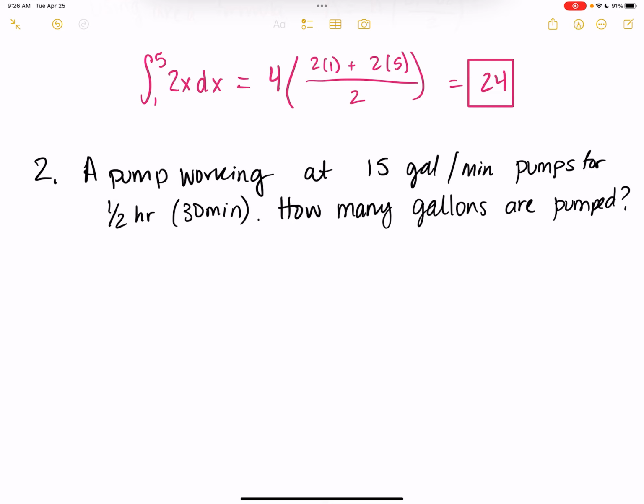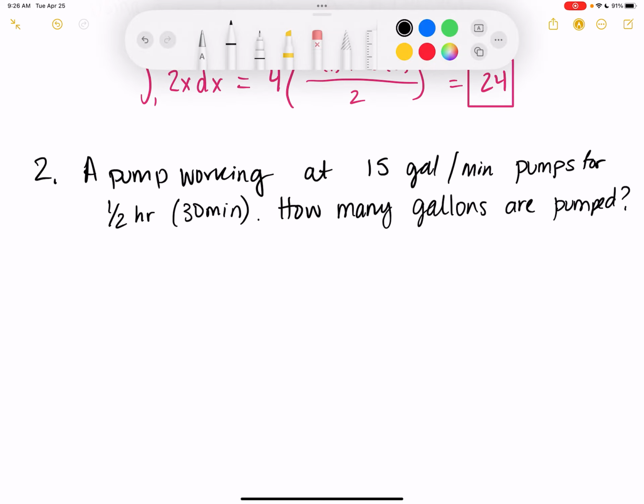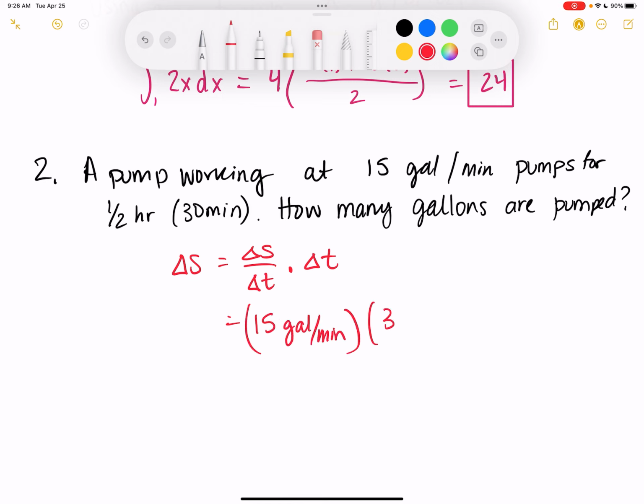All right, so I'm going to set it up the more calculus way: delta S is equal to delta S over delta T times delta T, which is 15 gallons per minute times 30 minutes. So that's why I rewrote it as minutes instead of just 1/2 hour, because you obviously have to have the same unit so that they cancel.